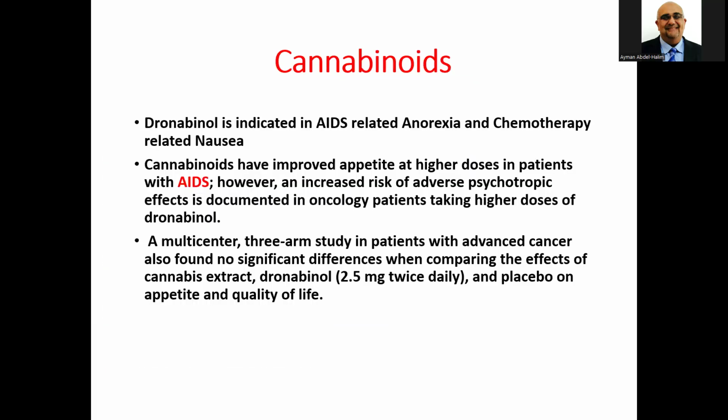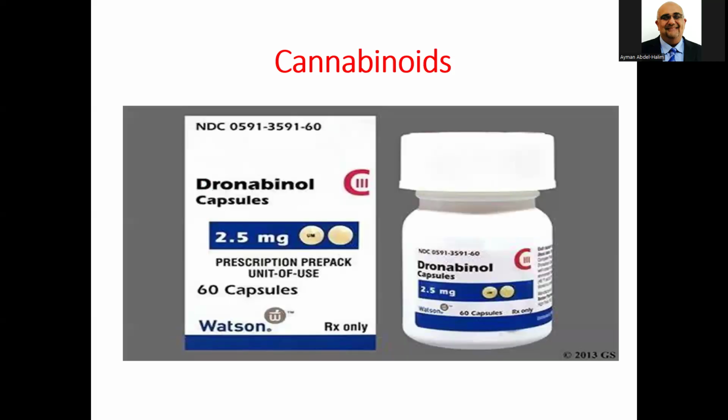Cannabinoids have a role in AIDS patients and also in patients with chemotherapy-related nausea, but not necessarily in cachexia anorexia syndrome. One of the famous drugs is dronabinol. By the way, I use this a lot. It doesn't really make you high as people think. But it does help with the appetite, especially, as I said, related to chemotherapy or AIDS. And these folks usually have anorexia and nausea.